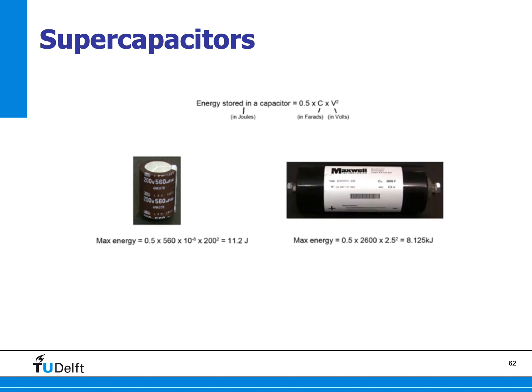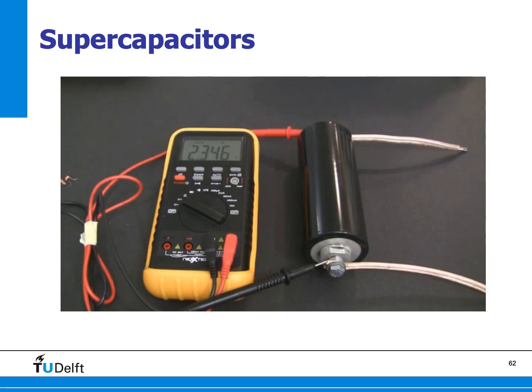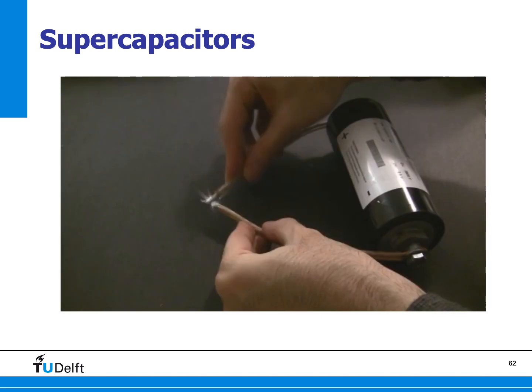Now, the ultracapacitors I bought are 2,600 farads, and that's not a mistake, 2,600 farads, with a maximum of 2.5 volts. That means that one of these ultracapacitors can store 8.1 kilojoules of energy, which is a ridiculous difference. So let's see what a few kilojoules can do. Here I have the ultracap charged to 2.35 volts, and you can already see this thing means business.